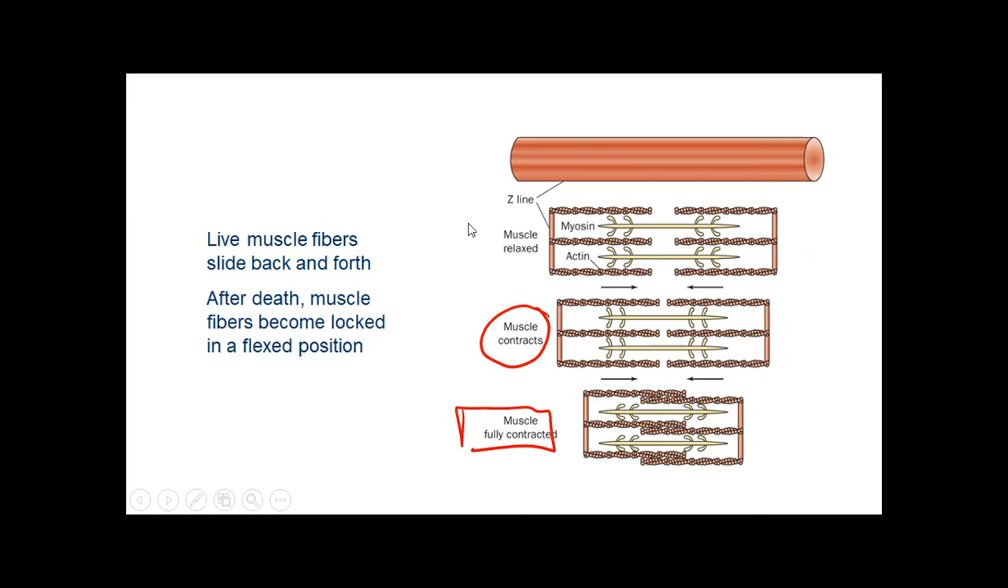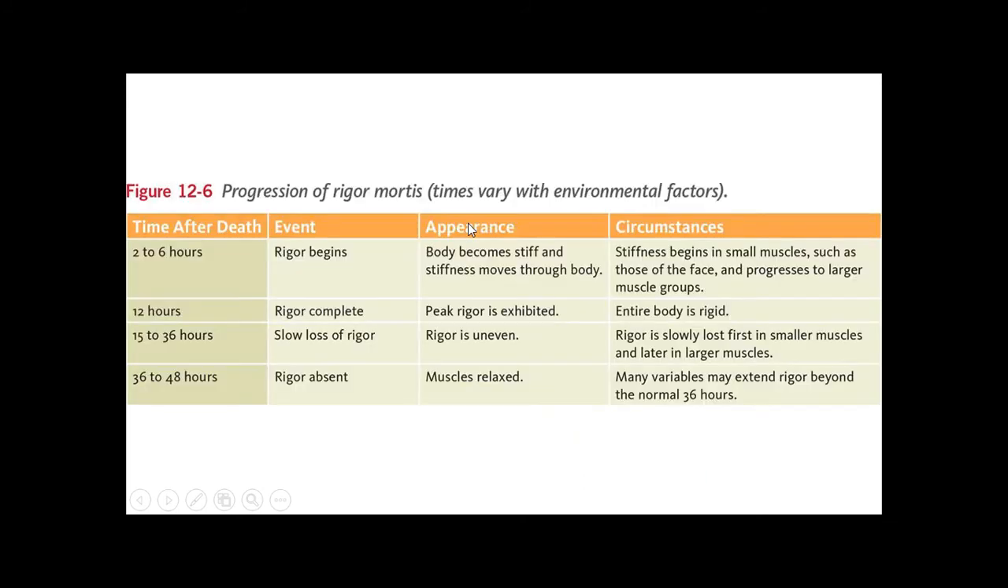All right, so let's look at some of the timeline stuff here. From 2 to 6 hours after death, rigor has begun. The body is stiffening and it moves through the body. So it starts in the small muscles, like in the face, and progresses to the larger muscle groups, like in the chest, arms, and legs. At 12 hours, that rigor is complete. So peak rigor is exhibited, the entire body would be rigid.